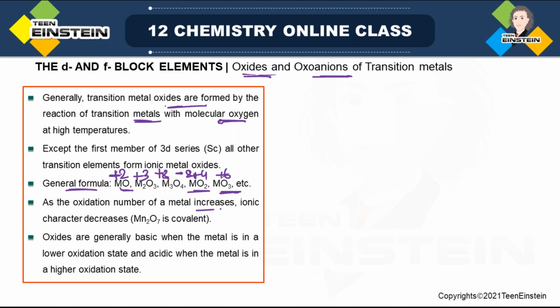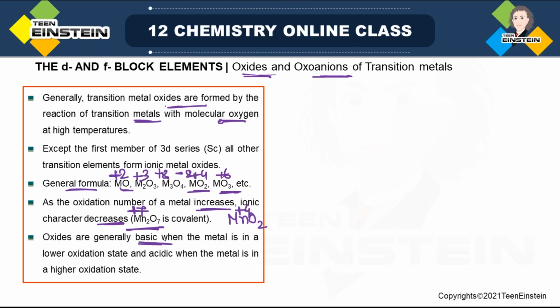As the oxidation number of the metal increases, ionic character decreases. That is why Mn2O7, which has oxidation state +7, the maximum oxidation state possible for Mn, differs from another manganese oxide, MnO2, with oxidation state +4. Both are manganese oxides, but what is the difference? The oxidation state is +7 in the first one, +4 in the second. So which one will be more ionic? MnO2 will be more ionic. So the higher the oxidation state, the more ionic character will decrease and covalent character will increase.